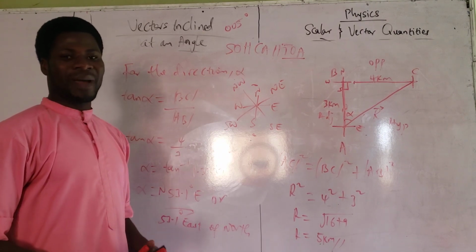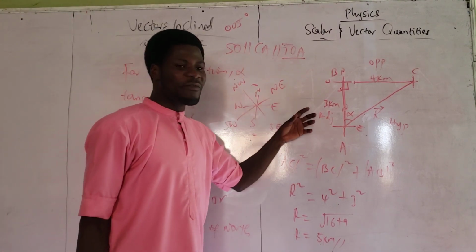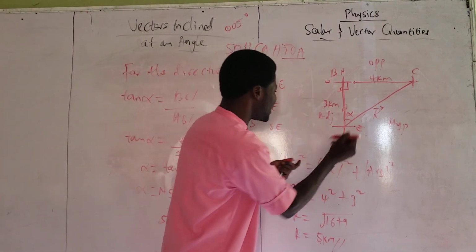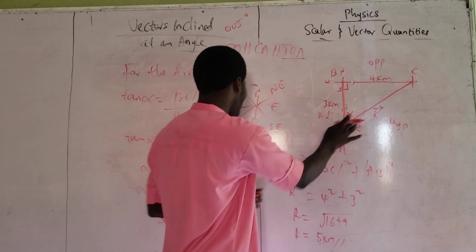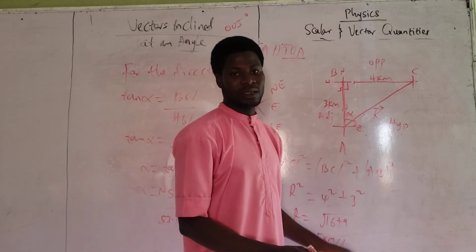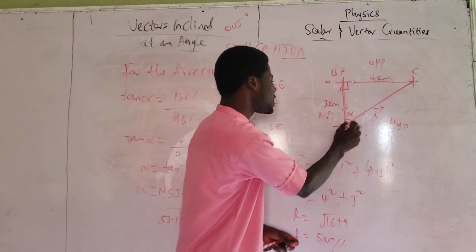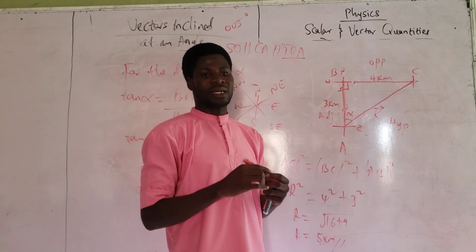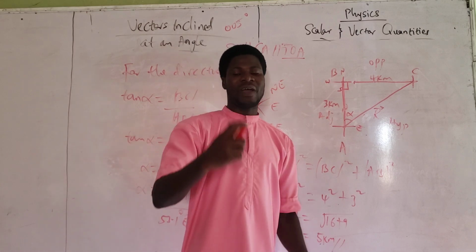In my next video, I will give more examples on this, because if the alpha happens to be in this place, by the time you get to the 53.1, you have to subtract from 90, because your alpha must be between the north and the resultant, or the south and the resultant. More examples next time. Thank you very much.